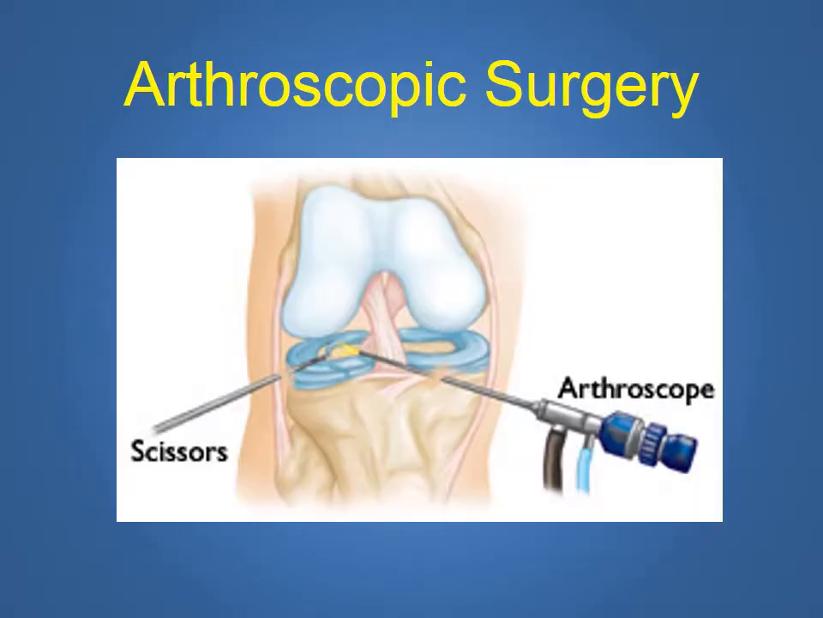This is a photograph displaying the setup for arthroscopic knee surgery. A small fiber optic camera is placed inside the knee through a small incision on one side, and a pair of tiny scissors is placed into the knee joint through a similar small incision on the other side of the knee. The scissors are then used to remove the torn portion of the meniscus, leaving the remainder of the healthy meniscus intact.